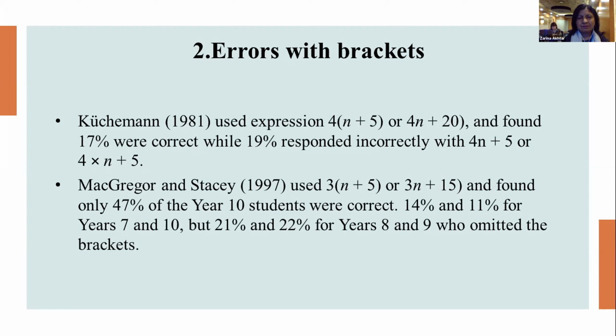The second error was errors with brackets, previously identified in Küchemann's study. They gave students an expression like 4 into n minus 5, n plus 5, or 4n plus 20, and found that only 17% of grade 10 students were correct, while 19% answered incorrectly by multiplying 4 to n only, not multiplying 4 with the 5, or giving the answer 4 into n plus 5. Booth and Stacey also gave the same type of questions and found that only 47% of year 10 students were correct, and 14% and 11% for years 7 and 10 admitted this type of error, but 21% and 22% for years 8 and 9 omitted the brackets. So they try to multiply with the same procedure.